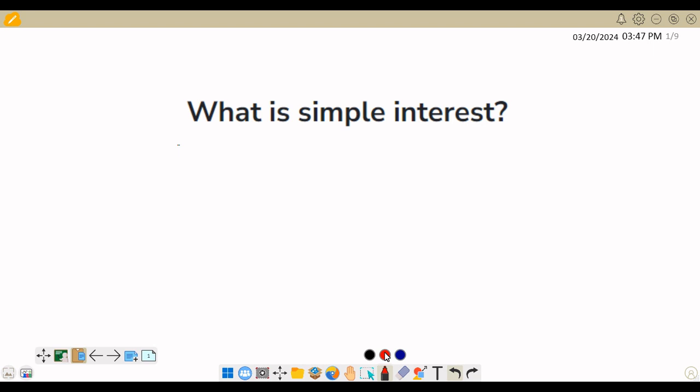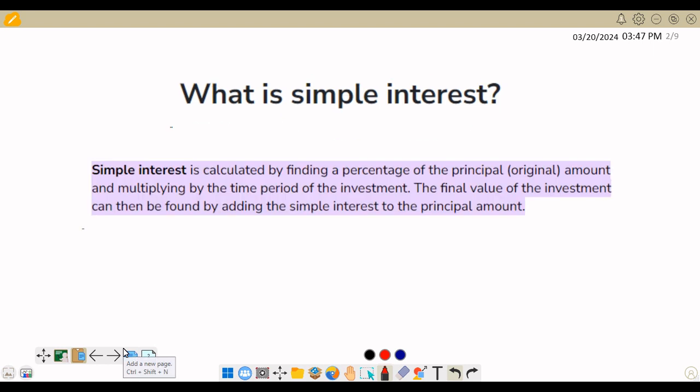In today's video, I'm going to teach you simple interest. Let's learn what simple interest is. Simple interest is calculated by finding the percentage of the amount, or the percentage of the principal, and multiplying by the time or period of investment. That is simple interest. To find it, we have certain rules. So how are we going to find it?